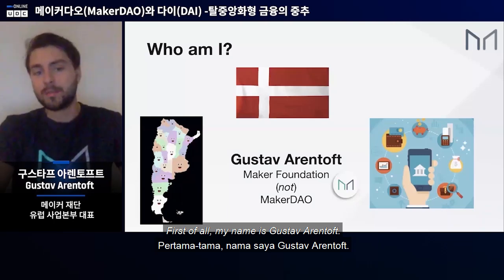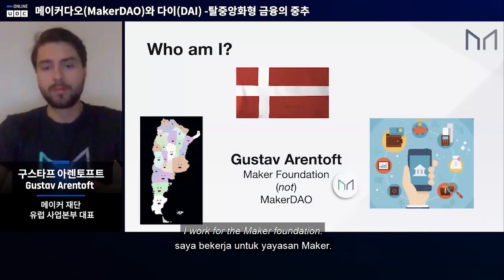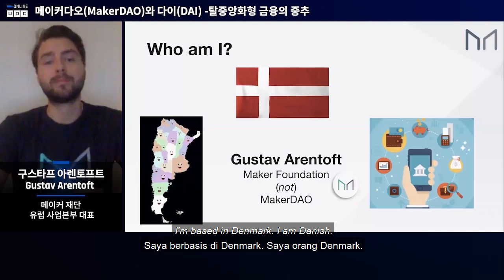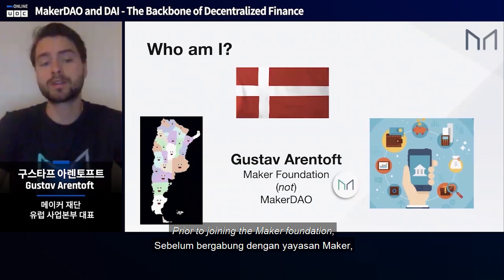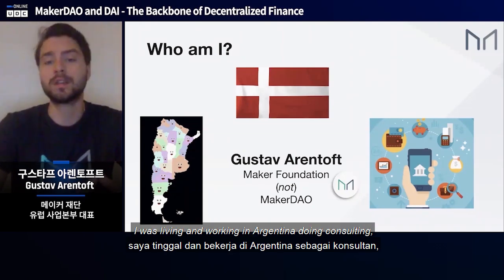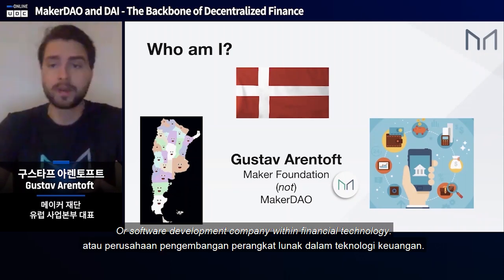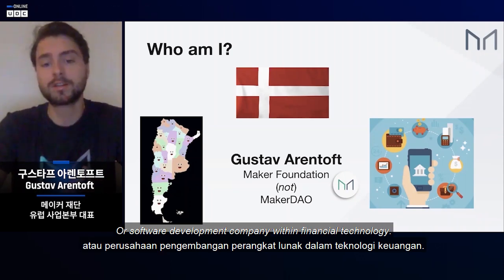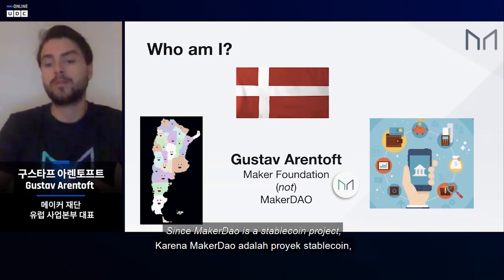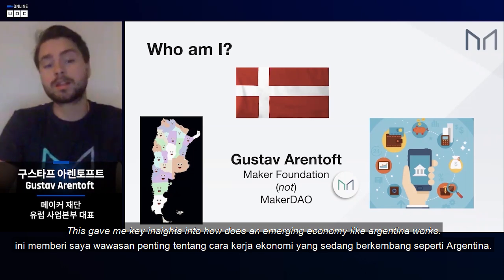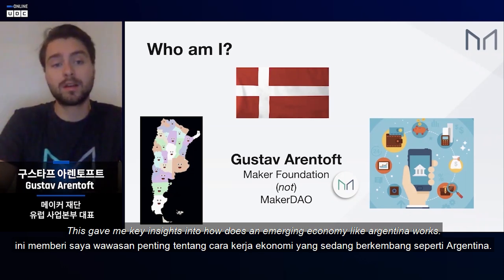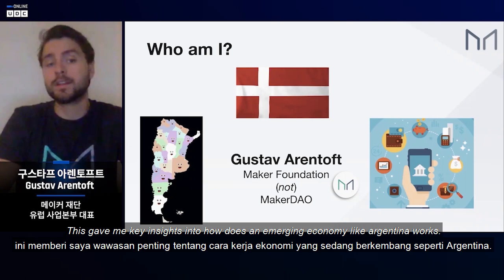So first off, my name is Gustav Arentoft. I work from the Maker Foundation. I'm based in Denmark. I am Danish. And prior to joining the Maker Foundation, I was living and working in Argentina, doing consulting for a software development company within financial technology. So since MakerDAO is a stablecoin project, this gave me key insights into, how does an emerging economy like Argentina work?